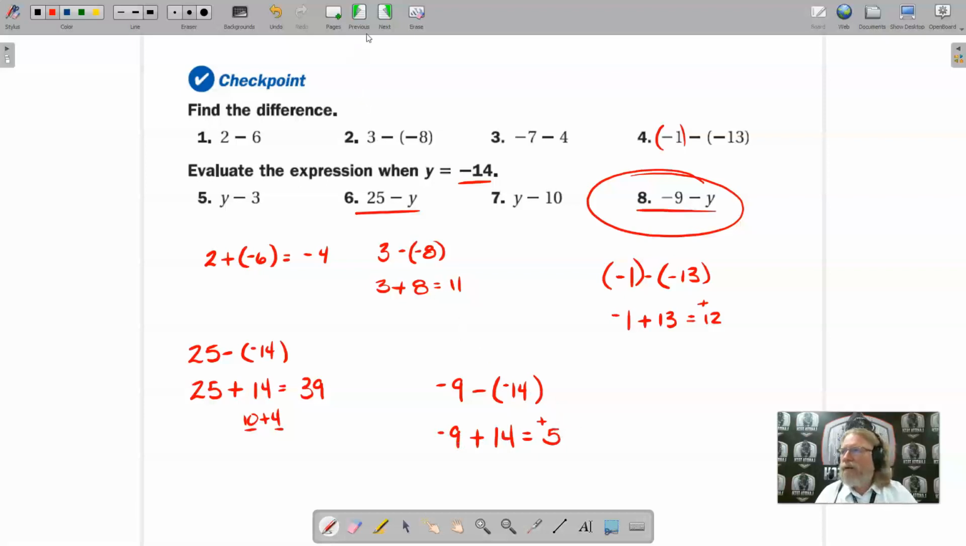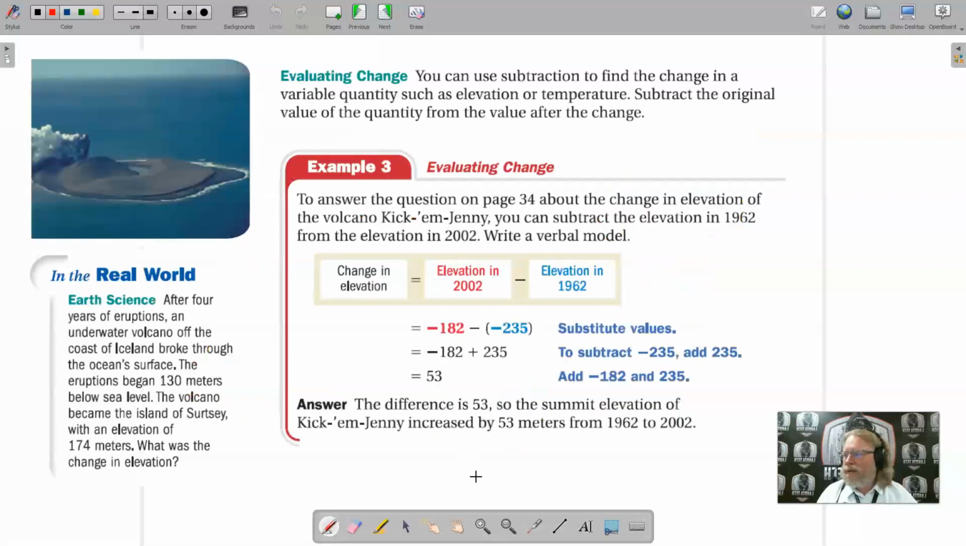All right, so there's all of my checkpoint questions taken care of. So let's go ahead and go on to evaluating change in the volcano. Well, here's the volcano actually above the water level, right? I don't think it's the same one, though. So let's go ahead and read it. In the real world, Earth science.